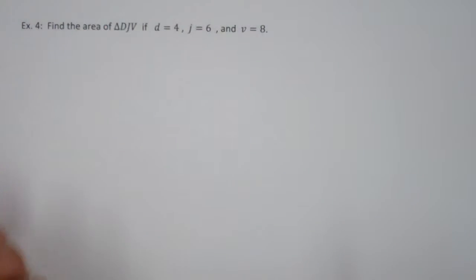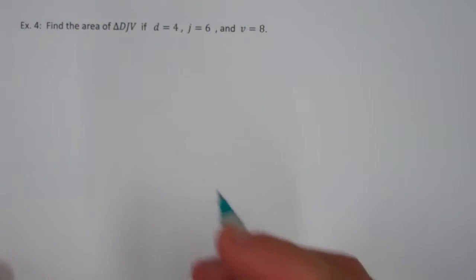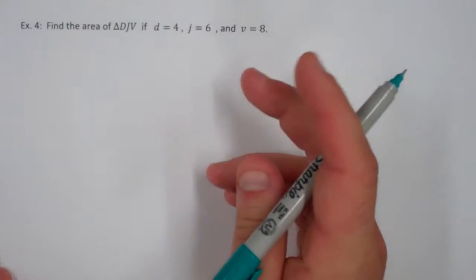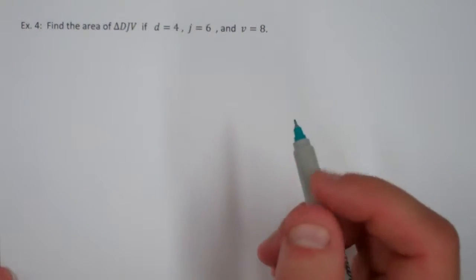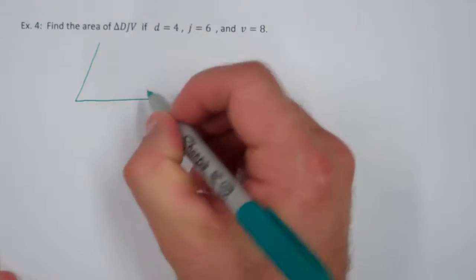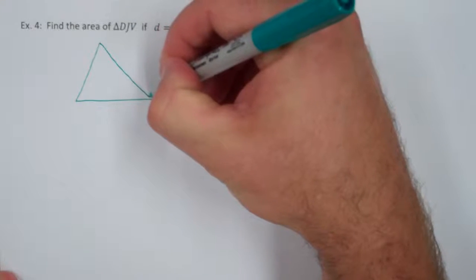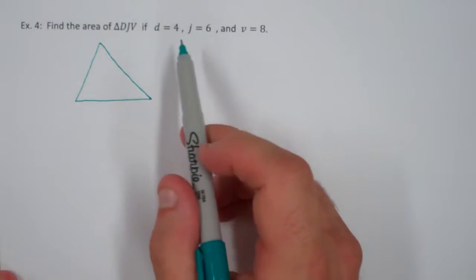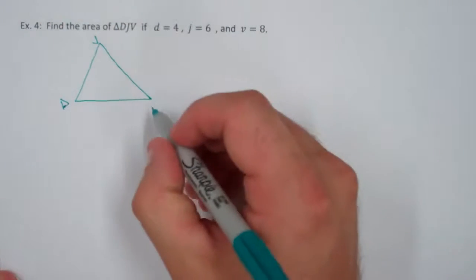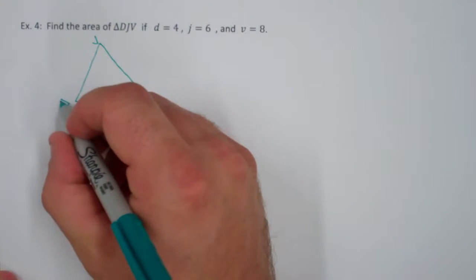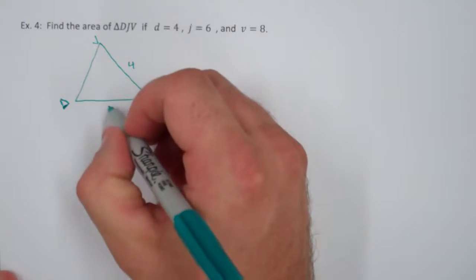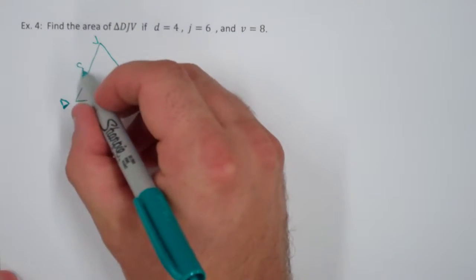Let's try this a little bit differently. Let's see if we wind up with the same thing, maybe by using one of those 1/2 AB sine C formulas. So let's draw this thing. And there we are. Let's go D, J, and V. That's a D over there. Then this side will be 4, that's D. J will be 6, and then V will be 8.